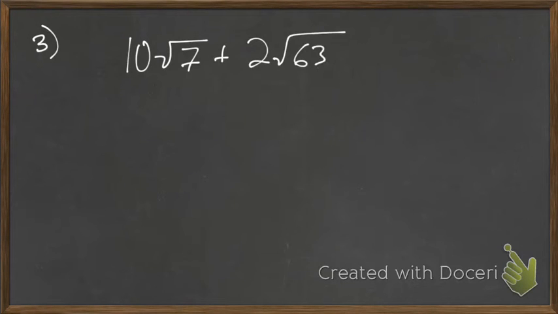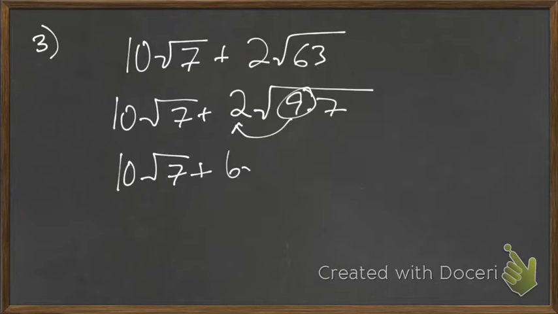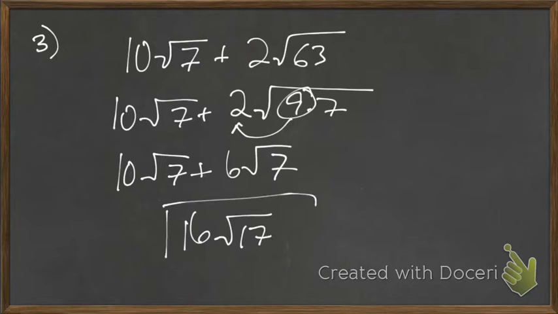So as you see number 3, what do you guys think? We can do 63, we can do 9, 7. Yeah, 63 has factors of 7 and 9, and that's cool, because 9 is a perfect square, right? Yeah. So I'm going to rewrite it as 2 square roots of 9 times 7. What does 9 say? Cash me outside, baby. As a 6 square roots of 7. So if I have 10 square roots of 7 and I have 6 square roots of 7, I have 16 square roots of 7.